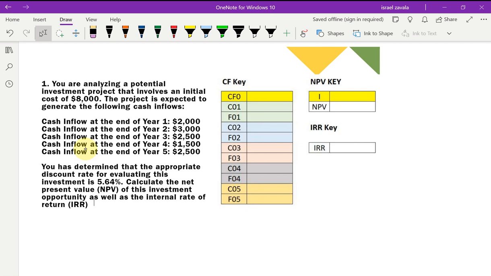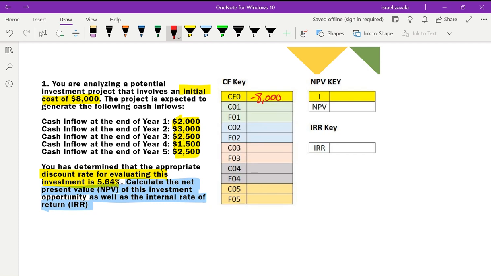Let's do this a little bit differently, because if I read you all these problems, it's going to take a really long time. You can pause the video, or you can just follow along with what I'm doing. I'm just going to pull out the variables that I know are important to the question. So I know I have an initial cost of $8,000. I know that these are my cash flows. And I also know that the discount rate for evaluating this investment is 5.64%. And the question is, calculate the net present value of this investment opportunity as well as the internal rate of return. So I'm going to put in my initial investment, which is $8,000.